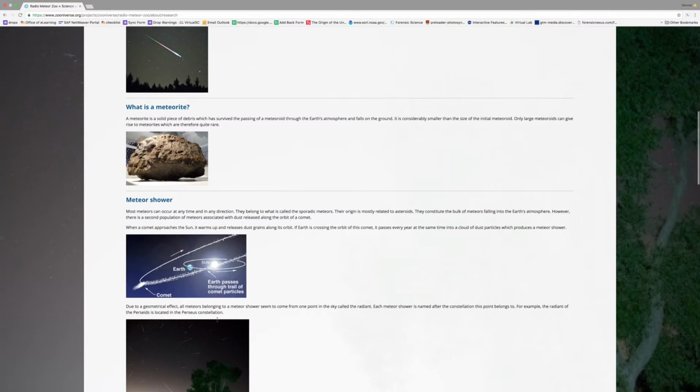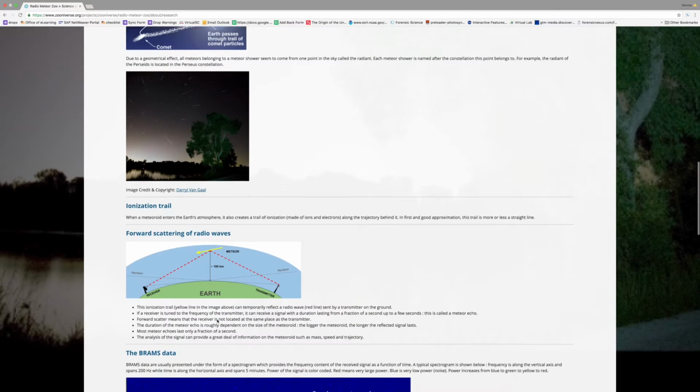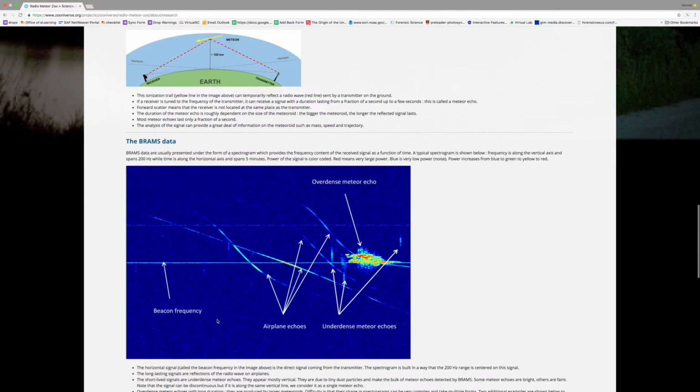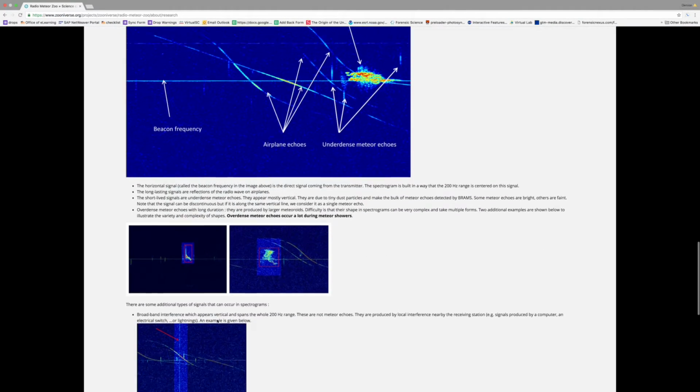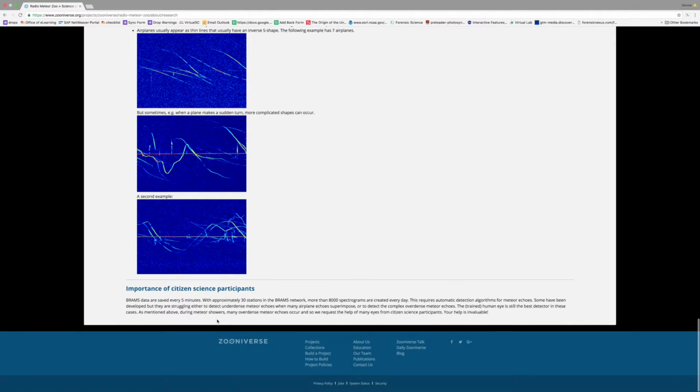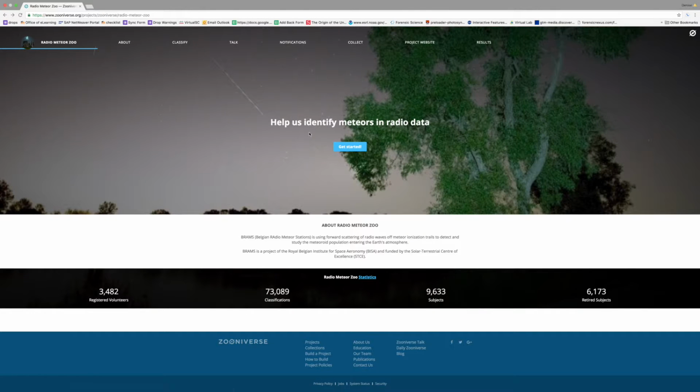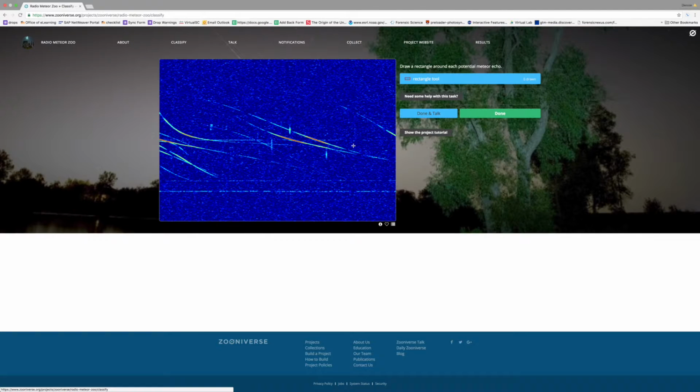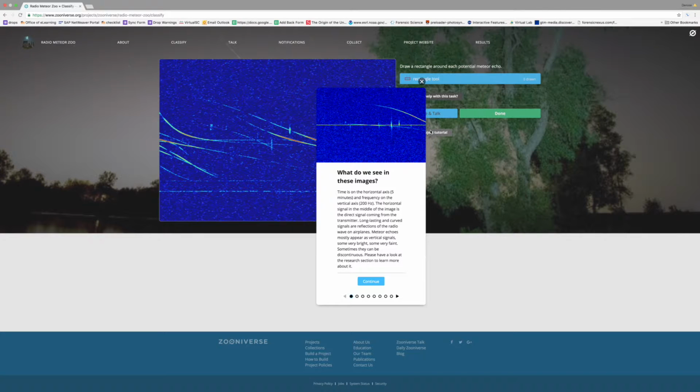Just remember, as it's traveling through space or into our atmosphere, I should say, it's called a meteor shower. This goes through a little bit more detailed information about the data that you'll be looking at and what meteors actually are. But by this point in the course, you should be familiar with that. We're now going to go through the tutorial together and show you how you're going to be making these classifications. I'm going to click Show the Project Tutorial.